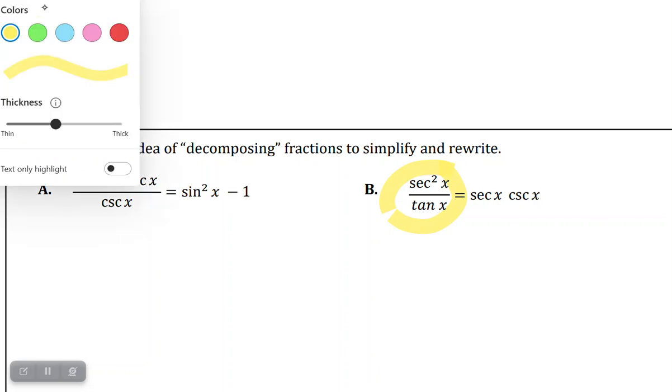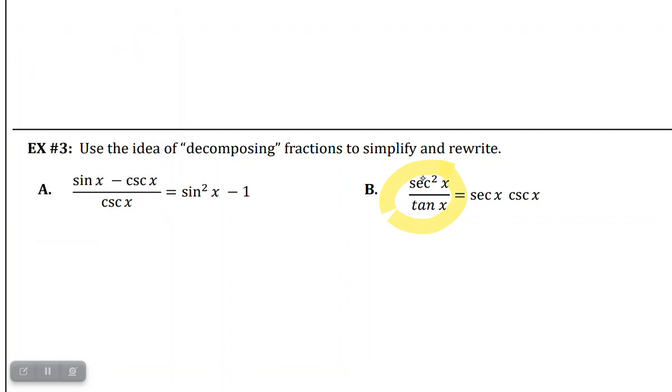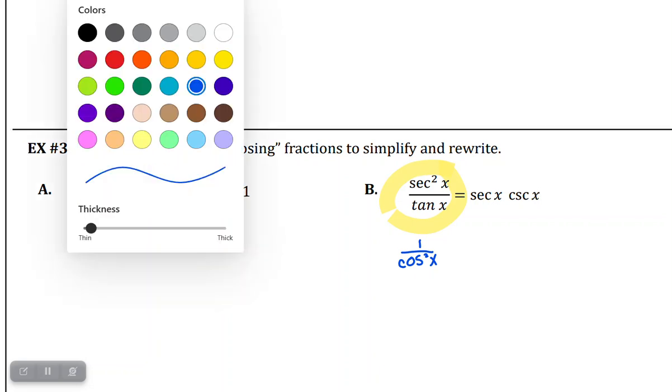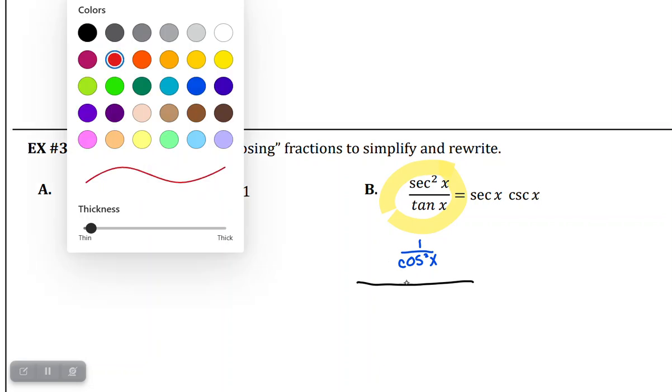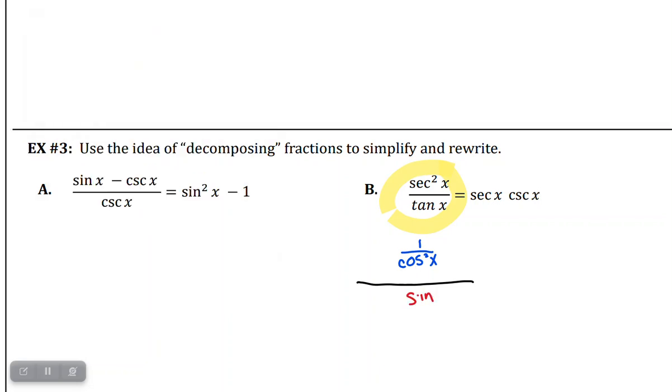So secant can become cosine, or 1 over cosine. So in the numerator, I'm going to put 1 over cosine squared x. That's the numerator. Now, in the denominator, tangent becomes sine over cosine.